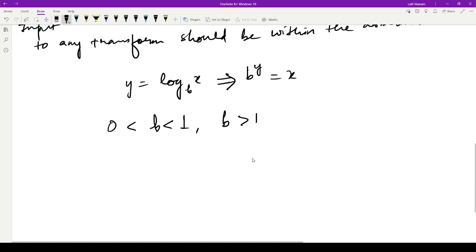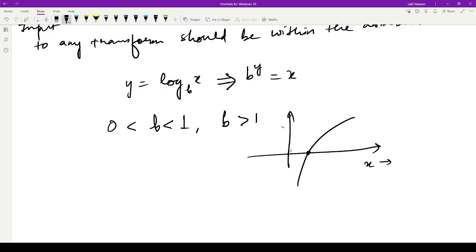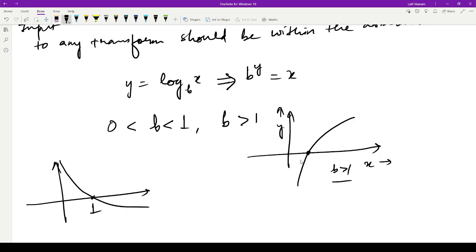So when b is greater than 1, that's where you can use this transformation property. If I go with this notation, this is x and this is y. This is for b greater than 1. And if b is less than 1, it will turn out to be like this. This is at 1.